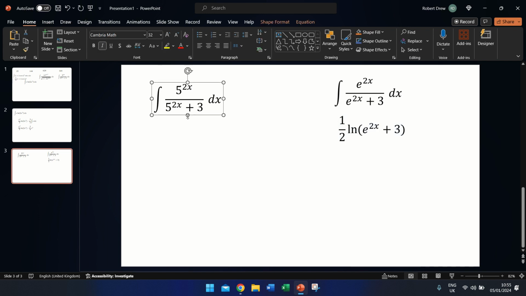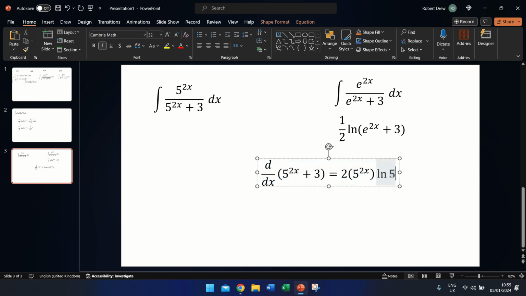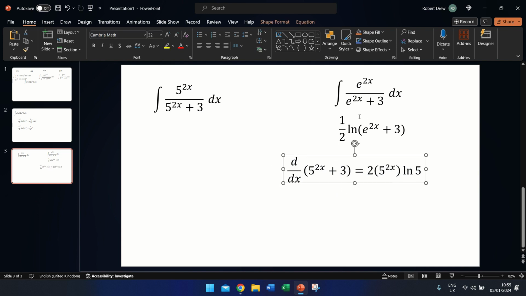So this is very similar, except that the derivative of 5 to the power 2x plus 3 is equal to 2 lots of 5 to the 2x. That works the same. But then you also times by log 5, I believe. Because essentially the derivative of e to the power 2x is essentially 2e to the power 2x times log of e, but the e goes away.